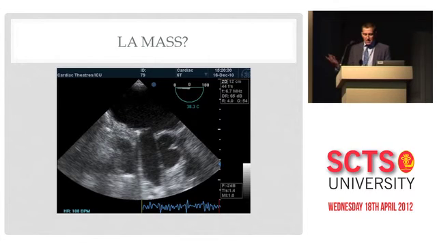But intracardiac air is a bit like a black hole in space. You can't see the air itself. All you can see is the evidence around it, because ultrasound does not penetrate air at all. It's very reflective, and it produces this kind of black hole effect.